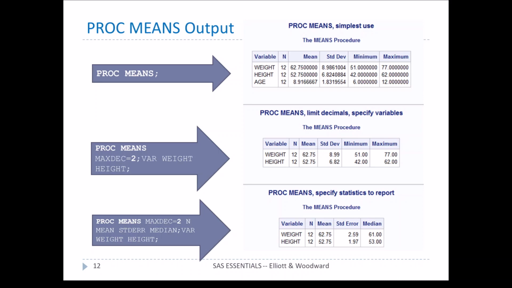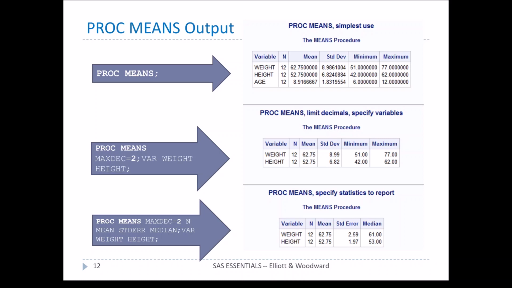So the second one, what we've done is we've limited the decimal places to 2. So compare the first table to the second table, and you see that in the second table, all of the reported values there are only to 2 decimal places. So that makes a cleaner looking output. We also only have the variables we asked for, weight and height.